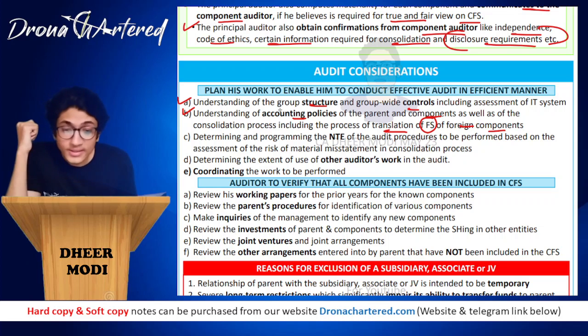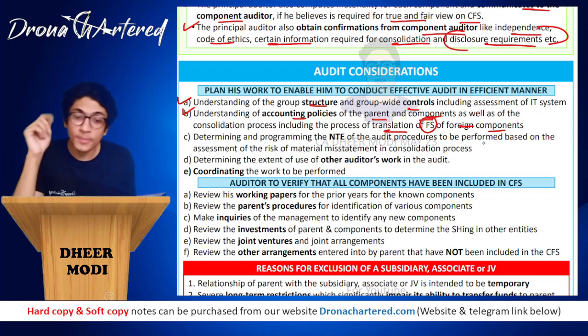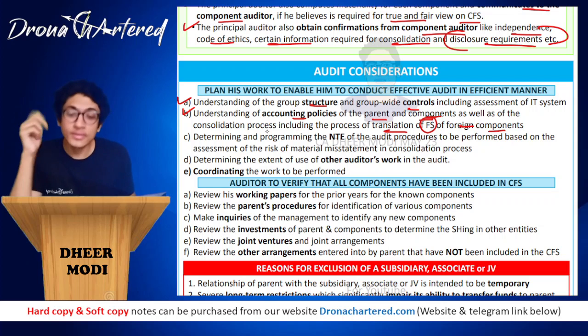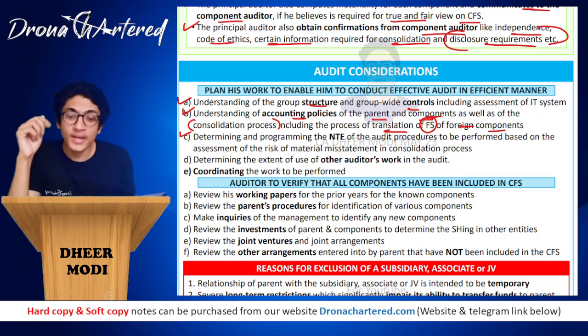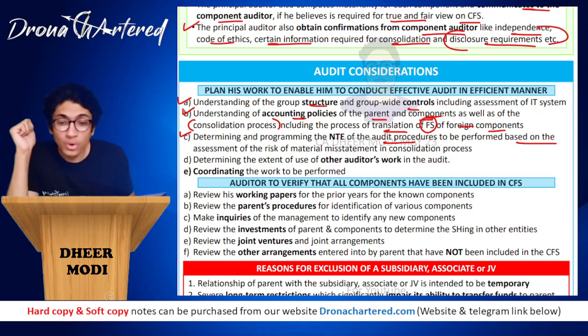So therefore, understand the accounting policy of both parent and component, as well as the consolidation process. Okay. Then third, determine and program the nature, timing, and extent of audit procedures to be performed based on the assessment of risk of material misstatement, that is called your ROMM.